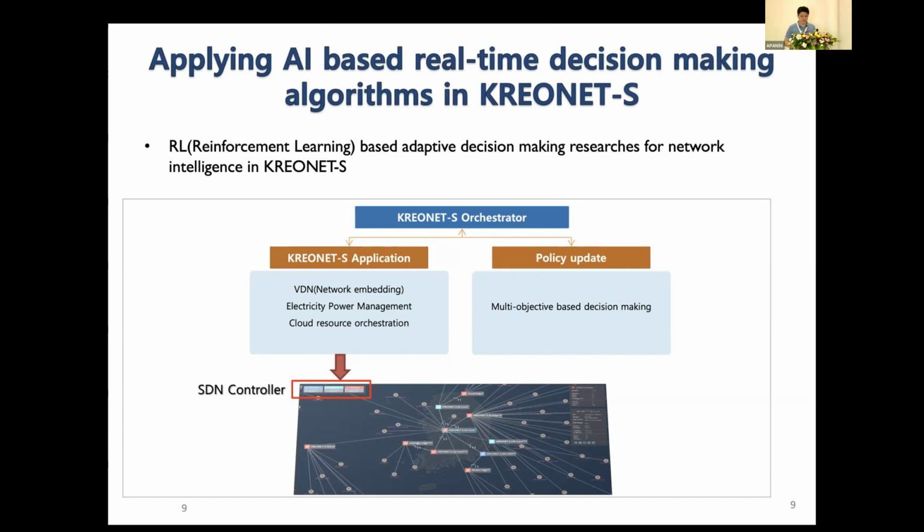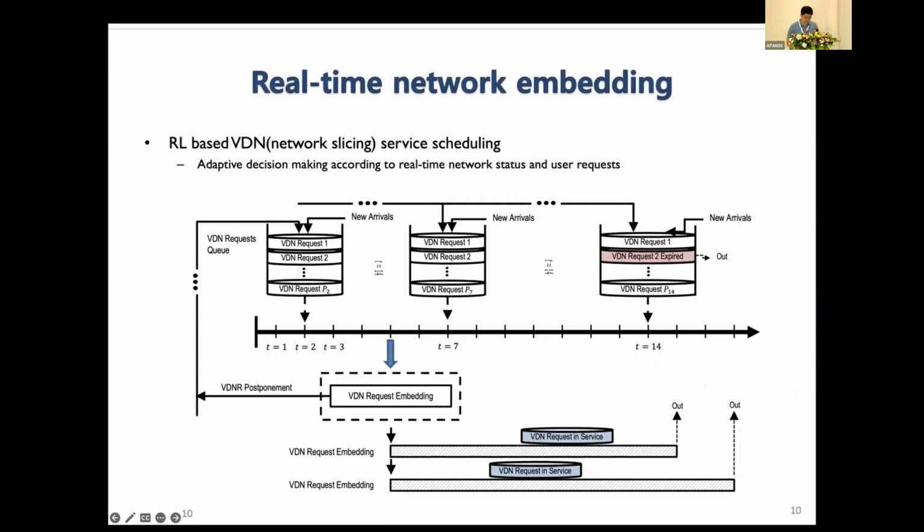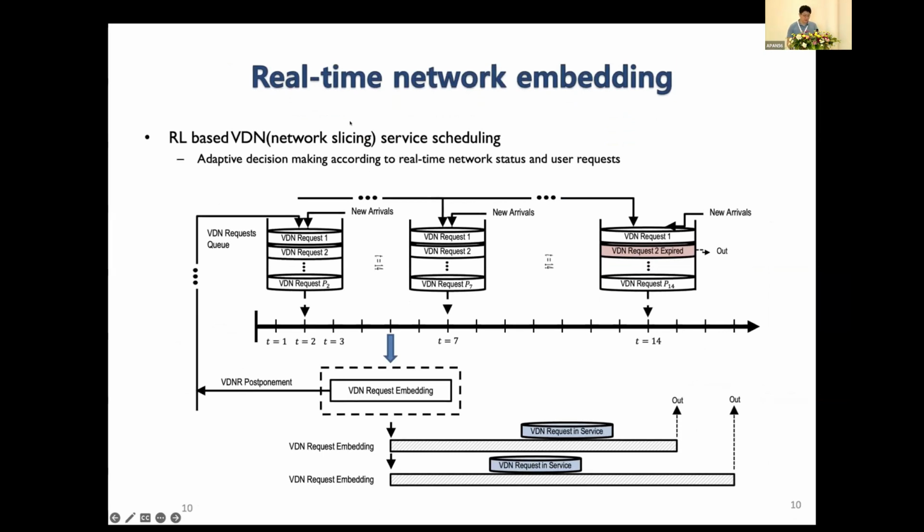Okay, I continue. CrayonNet-S tried to apply a reinforcement learning based decision making algorithm on the VDN allocation problem, power management problem, and cloud resource orchestration problem. And network embedding is used to apply reinforcement learning in the VDN resource allocation problem. Network resources can be represented in a matrix form of multidimensional space, and it is used as the input of neural networks or algorithms. You may know that a network topology can be represented as an adjacency matrix.